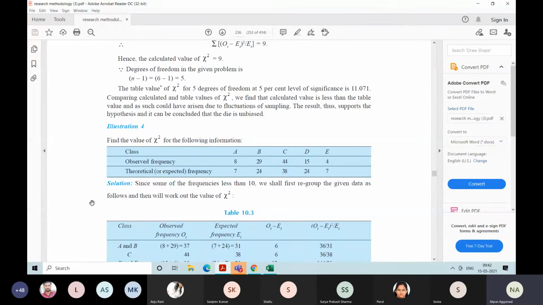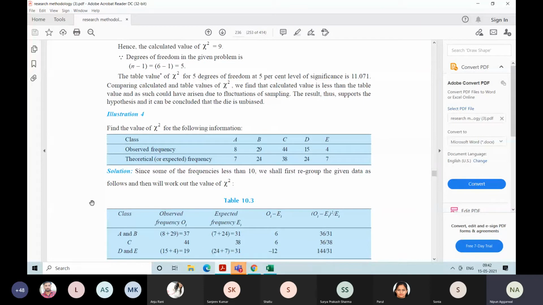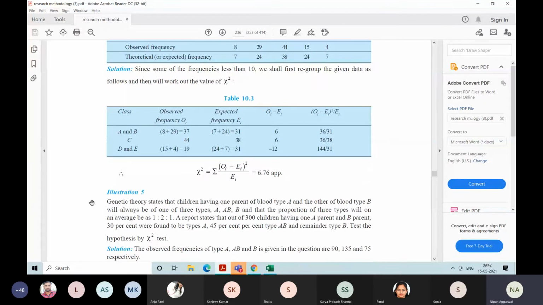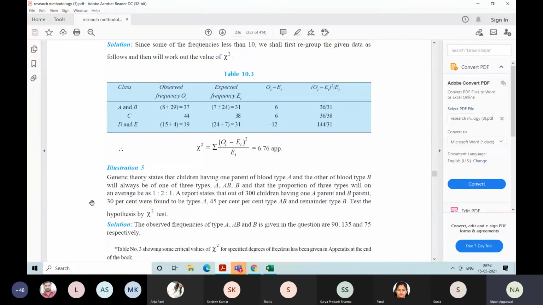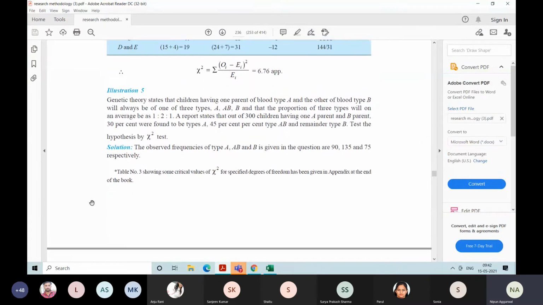Then in the same way you can find the table value, and then you have to decide whether there is a significant difference in the students among the classes A, B, C, D, E. So that you can calculate with this chi-square. Now the next is this one. So read this illustration, illustration 5.